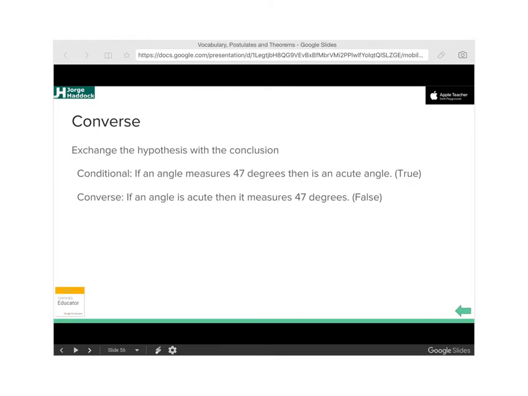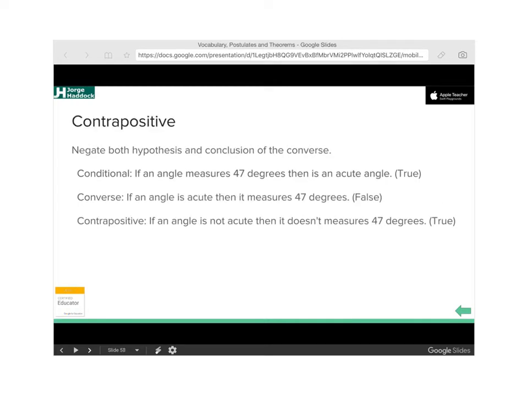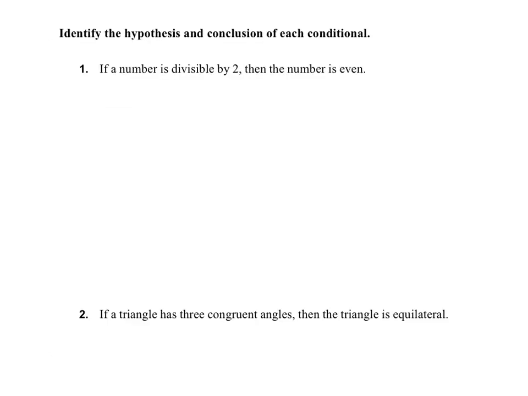So the converse is telling you that you're going to exchange the hypothesis with the conclusion. So we're changing the hypothesis with the conclusion. For the inverse, we're negating both the hypothesis and the conclusion. And for the contrapositive, we are negating both the hypothesis and conclusion of the converse.